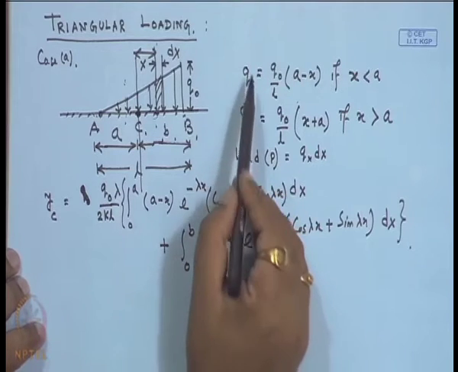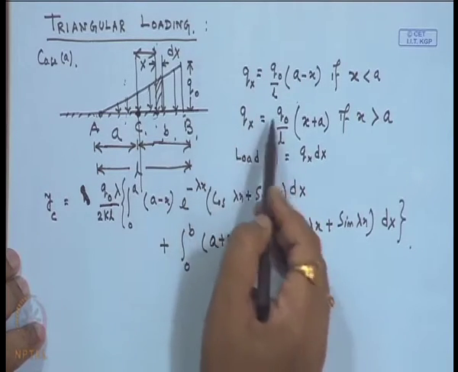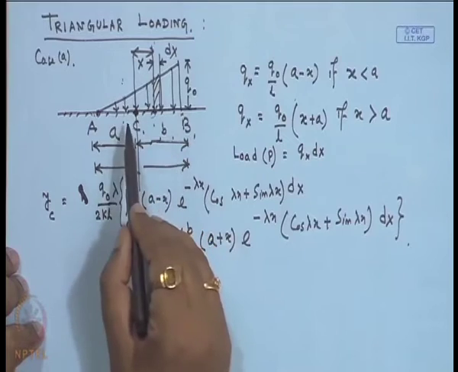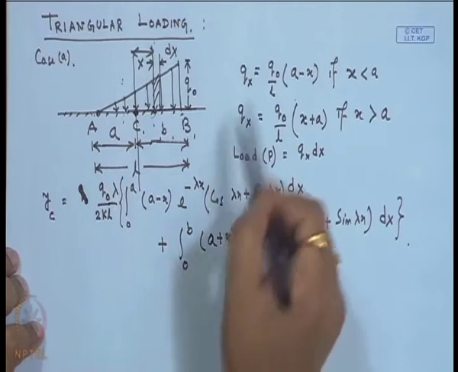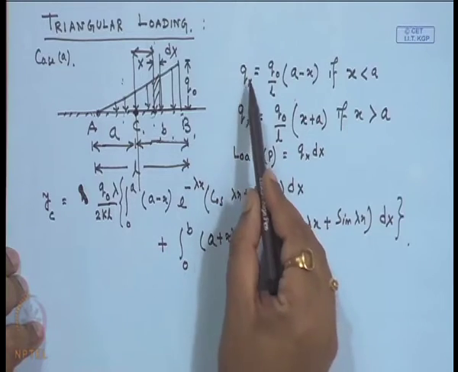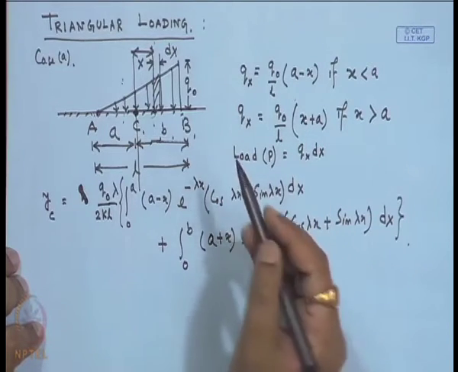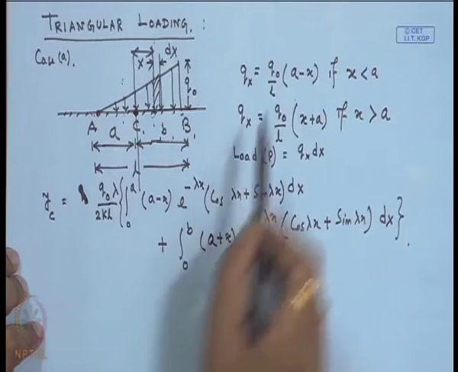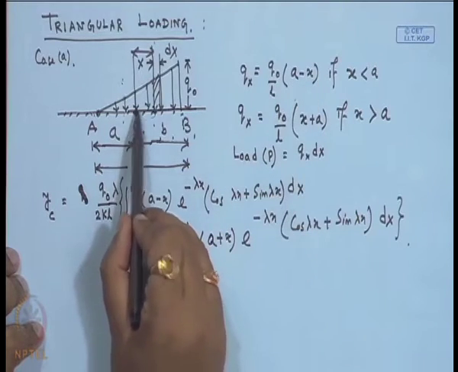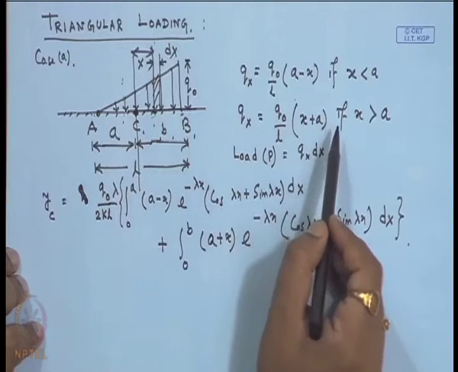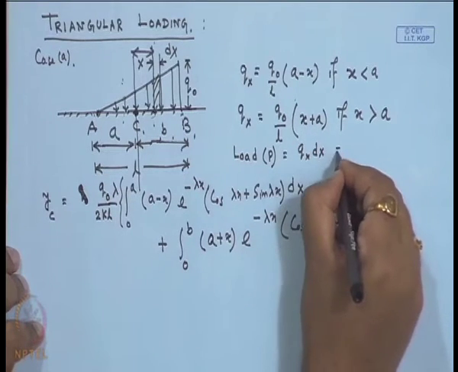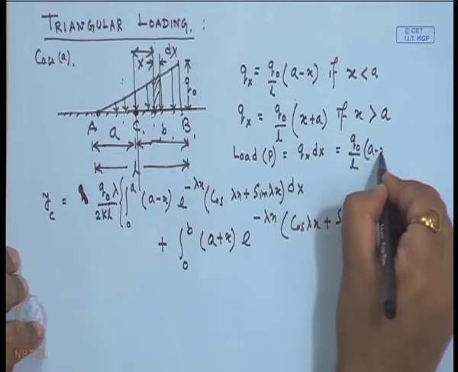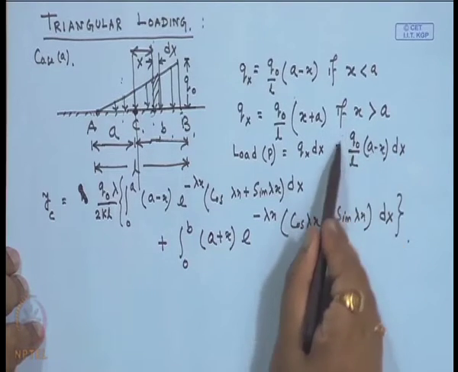That is why we have taken two different ones, because in the previous case it was UDL. If I take it on the right side of C or the left side of C, the value would be the same, that is q 0, but here the q value will change depending upon the position or the region where we are taking the limit. So, if it is within 0 to A, then we take A minus x. If it is 0 to B, then you have to take A plus x, because the load is q x into dx. So, if I consider q 0 for the first case, L into A minus x into dx.